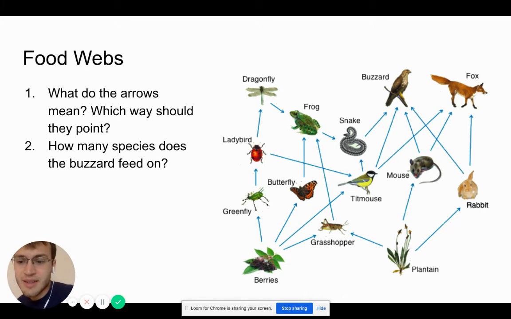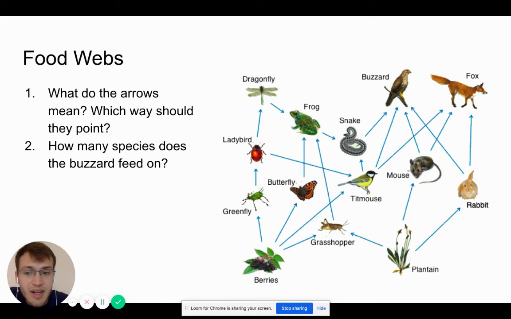How many species does the buzzard feed on? So the buzzard's up here. How many species does it eat? All right, so to tell how many species an animal eats, we just have to look at the number of arrows pointing to it. So we've got 1, 2, 3, 4 arrows pointing to the buzzard. That means the buzzard eats 4 different species.